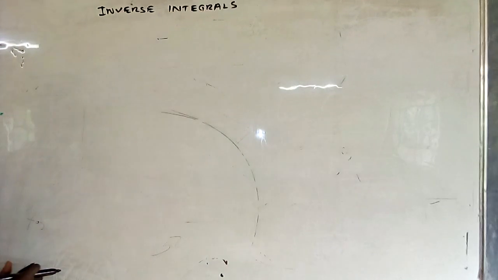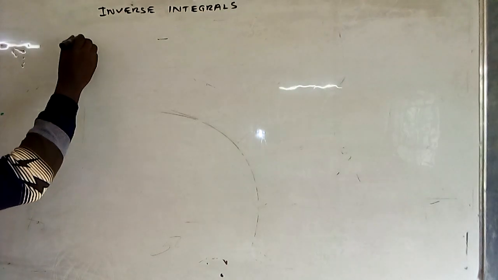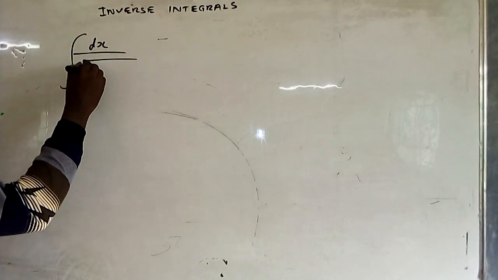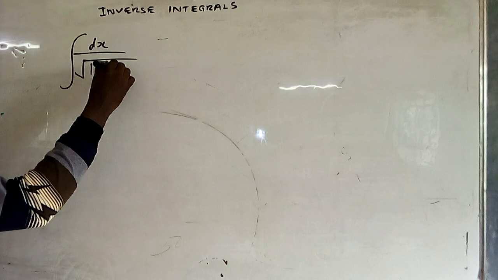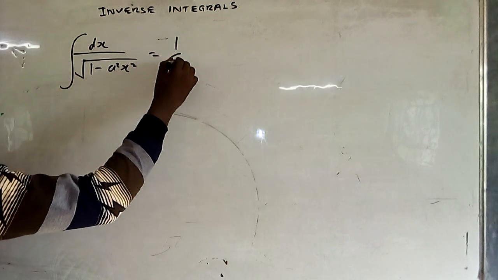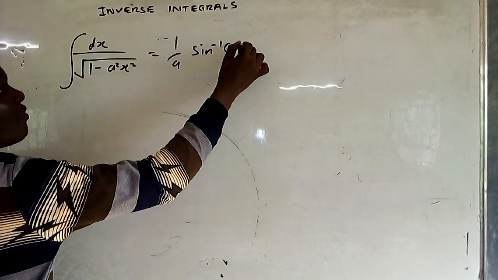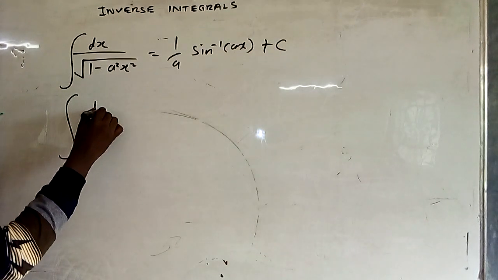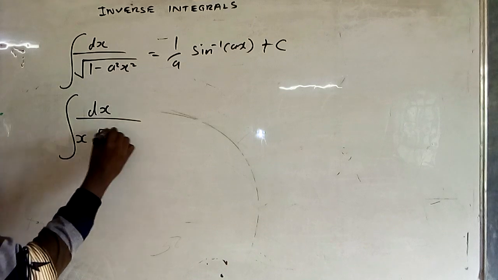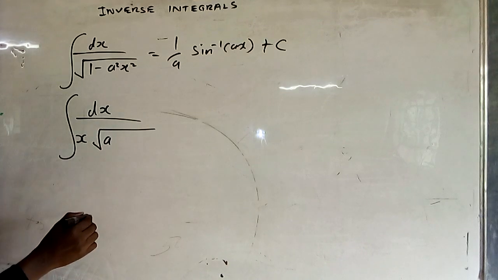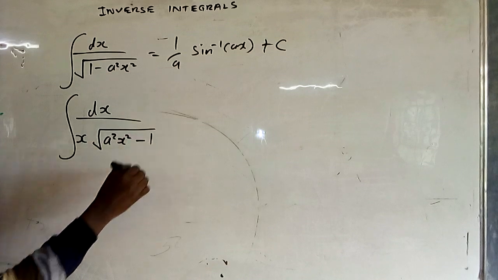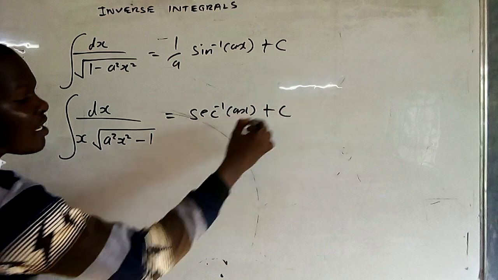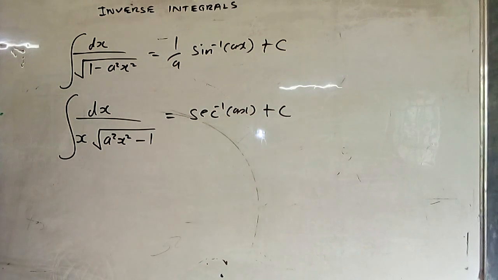Before we go to hyperbolic functions, these are standard integrals you need to know. We've said when you have dx over square root of 1 minus a squared x squared, you are supposed to get 1 over a sine inverse of ax, isn't it? Then we've also found that when we have dx over x into square root of a squared x squared minus 1, then you are supposed to get sec inverse of ax plus c. For the sec inverse, there is no 1 over a, isn't it?